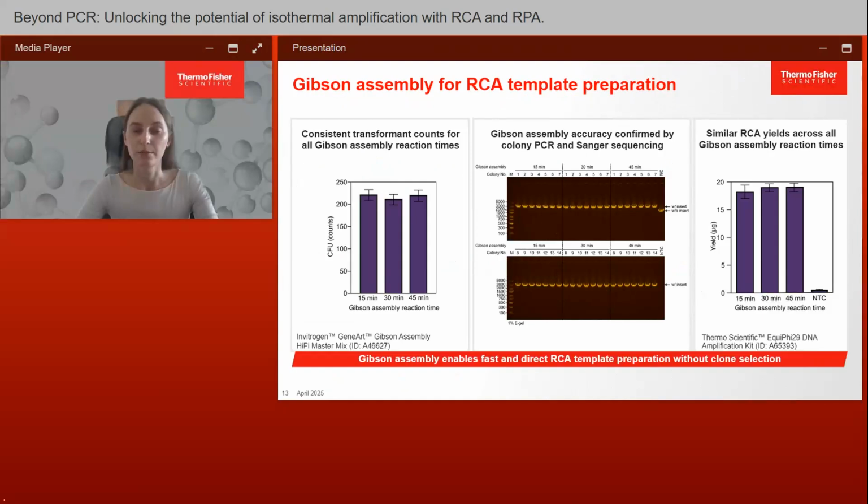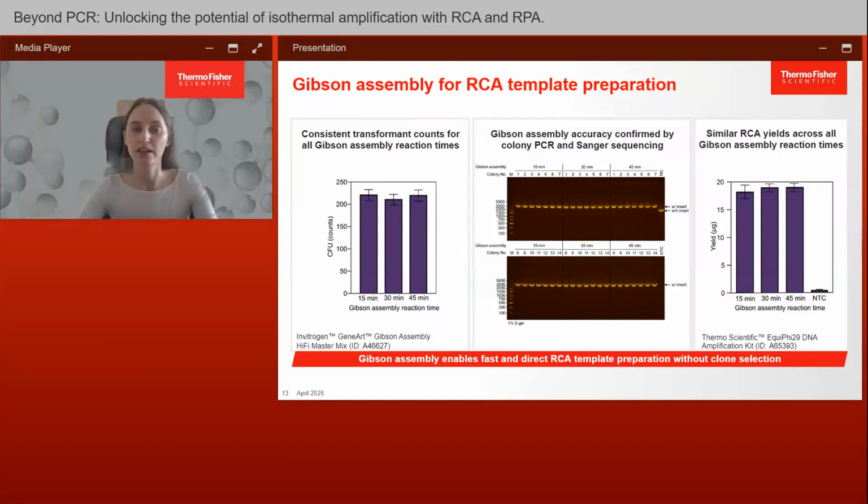Therefore, the feasibility of Gibson assembly for RCA template preparation was tested by assembling GFP gene into vector with reaction times of 15, 30, and 45 minutes. And as you can see in the graph on the left, there was no difference in the number of transformants between samples, indicating that a 15-minute reaction is sufficient. And next, colony PCR confirmed the presence of the inserts in all tested clones, showing that the majority of assemblies are correct and clone selection is not necessary.